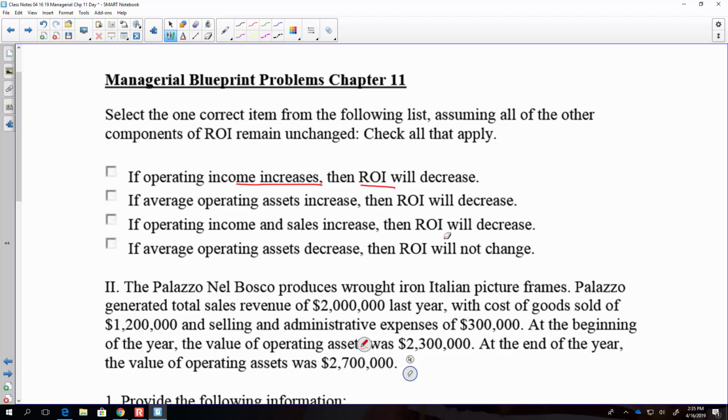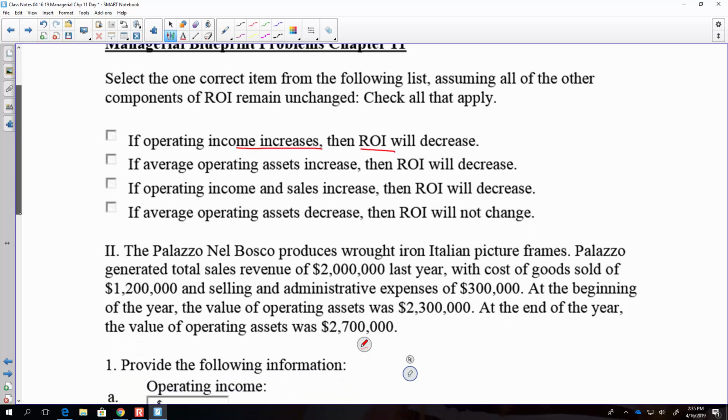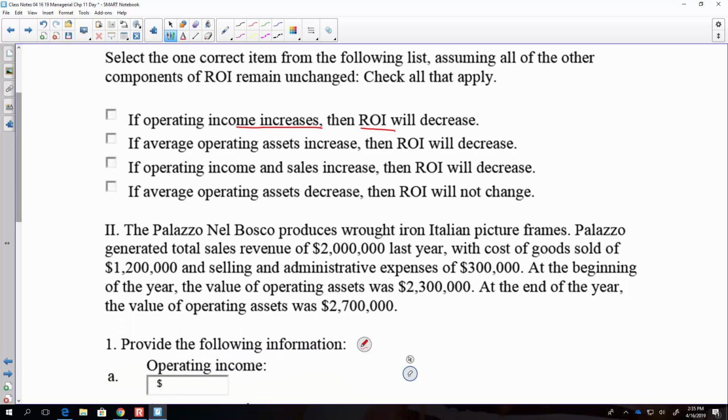It should increase, right? So let's not check that one. If the average operating assets increase, then ROI will decrease. Maybe we should do this. How do I compute ROI? What two numbers do I divide? Let's start there maybe. The operating income divided by the average operating assets. Perfect. So income in dollars over assets.